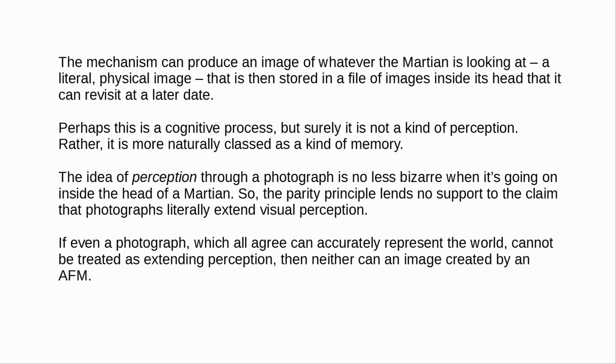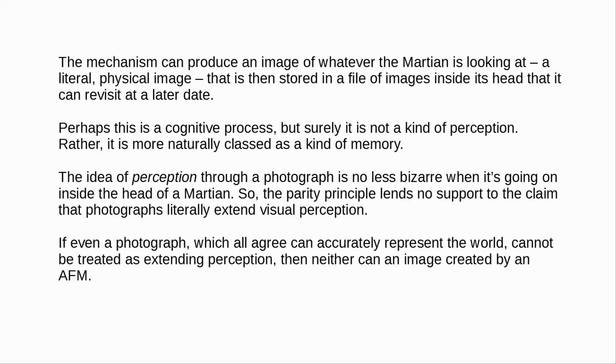I mean, really, a photographic camera and an atomic force microscope are just two different ways of producing images. The end result, the end product, is the same type of thing. When we imagine something in the head of a Martian that produces literal physical images that are stored in some literal physical file, that doesn't seem like a perceptual process. Or at least that's my intuition on that one. Maybe you have a different intuition, in which case my argument just doesn't work here.